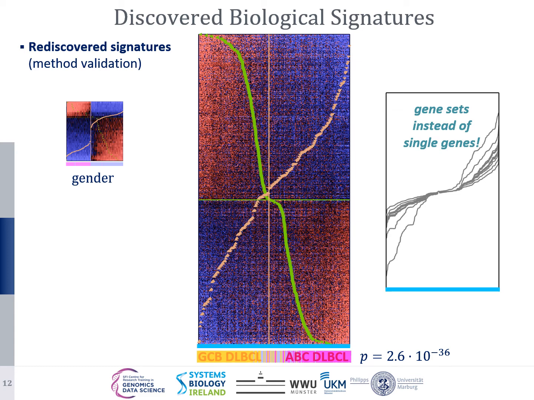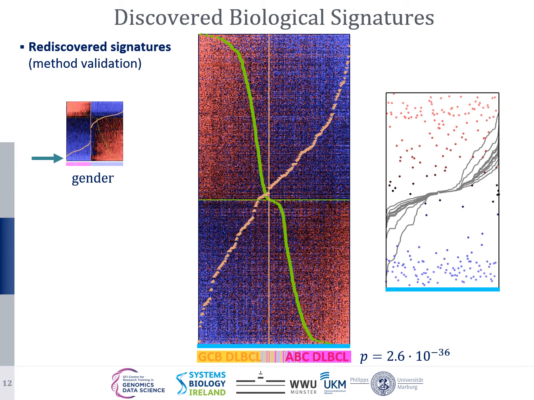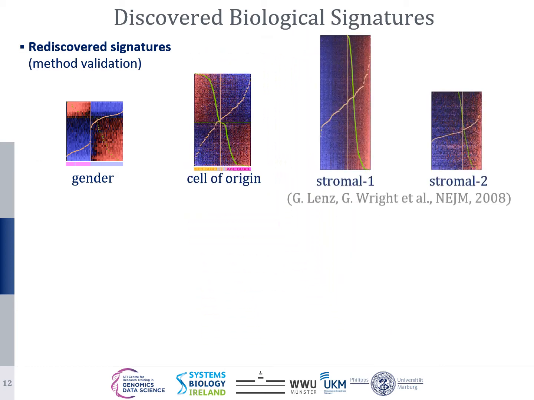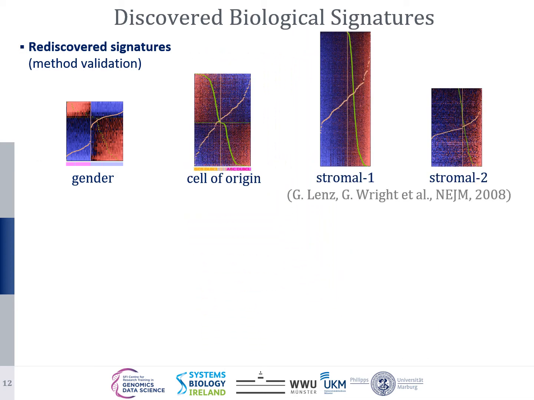Another remark: in order to dissect signatures at all, there has to be some distance in the data. So let's now draw this gene from the gender signature over the sample order given by the cell of origin signature. And then you can see no monotonicity is left, no correlation is left, and that's the distance between the signatures. For the same DLBCL data, SDCM also rediscovered the stromal 1 and stromal 2 signatures known from 2008.